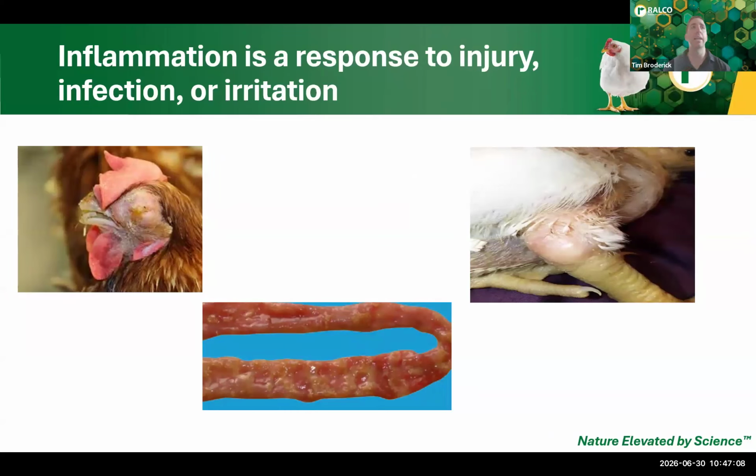The last key indicator that's going to be most common is going to be some type of inflammatory response. And inflammation is a response to injury, infection, or irritation. And we see it again from our own experiences as people. It manifests the same way in birds. When you have ocular discharge and then inflammation around the eye to the point where the bird can't even open it. We see it with hock joints.